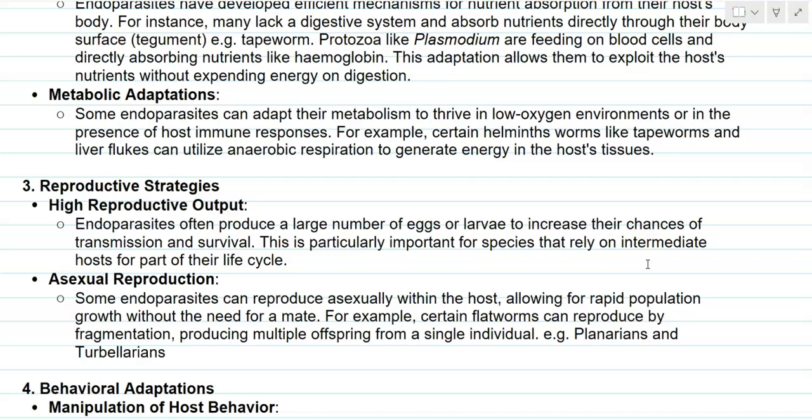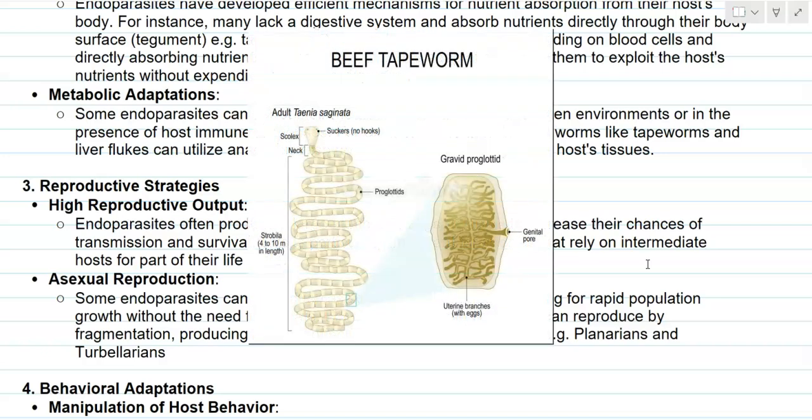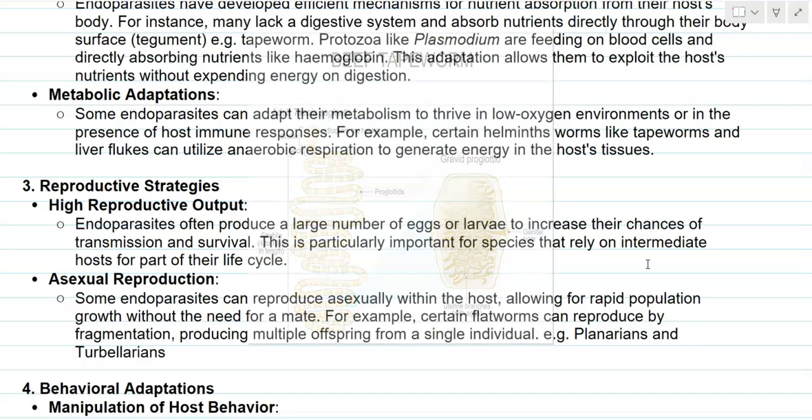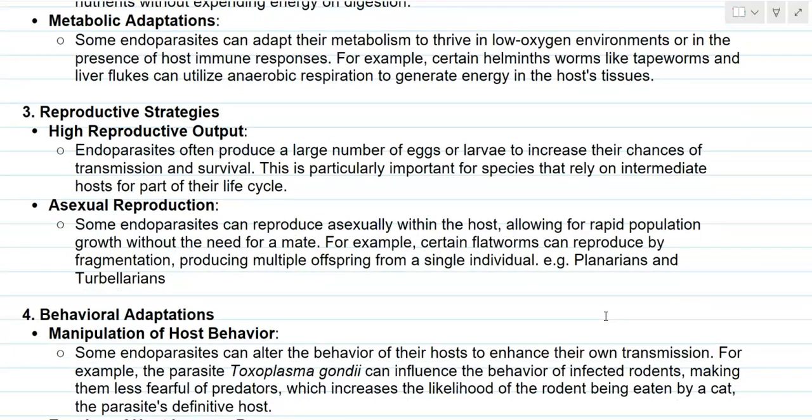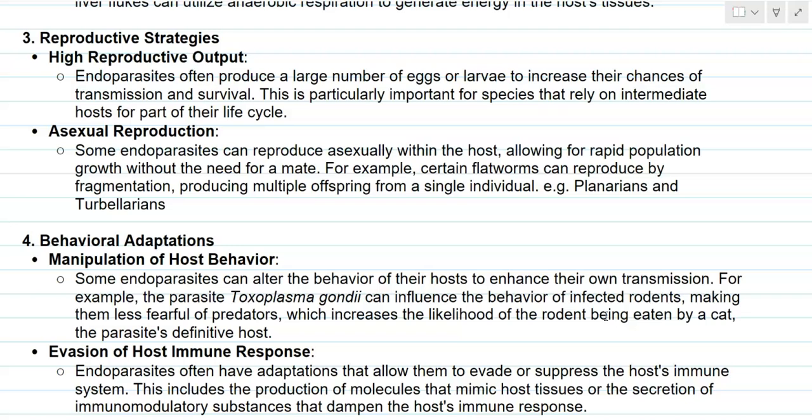This is a clear case in the tapeworm. They produce gravid proglottids, which contain a huge amount of eggs. When they reach the environment, they have a lot of chance to survive. This kind of high reproductive output is required for species that rely on intermediate hosts for a part of their life cycle to be accomplished. Next, we look at the points related to asexual reproductive behavior.